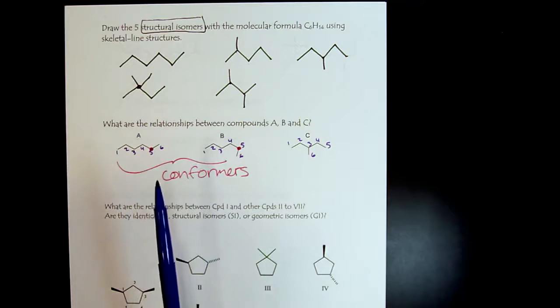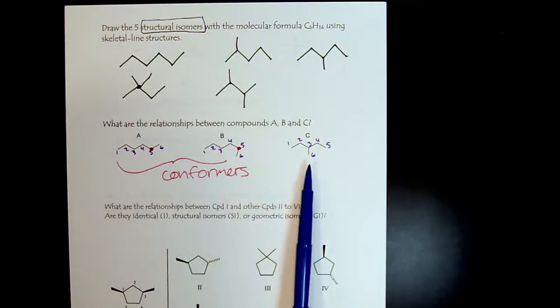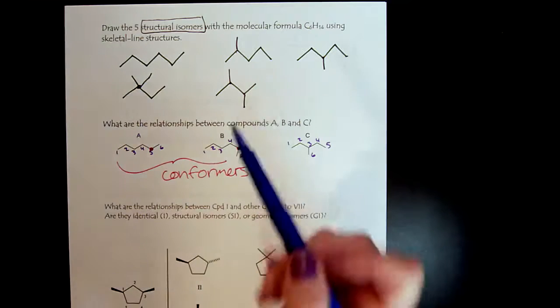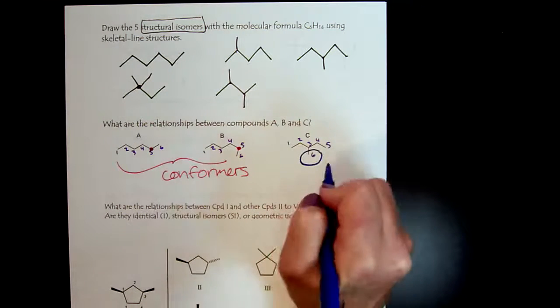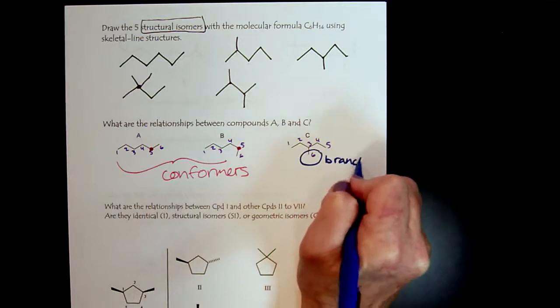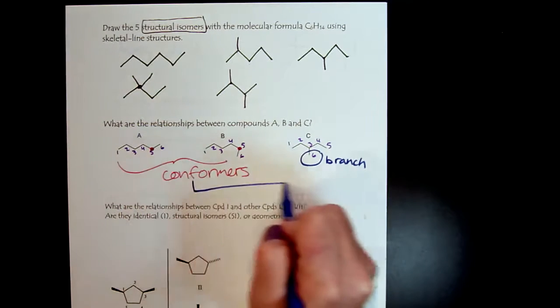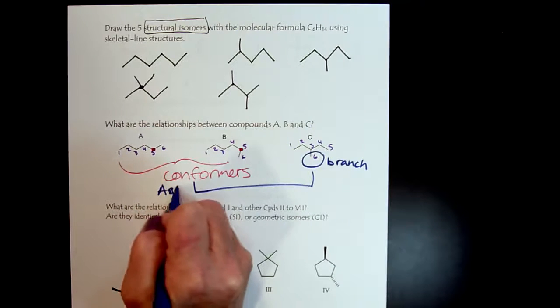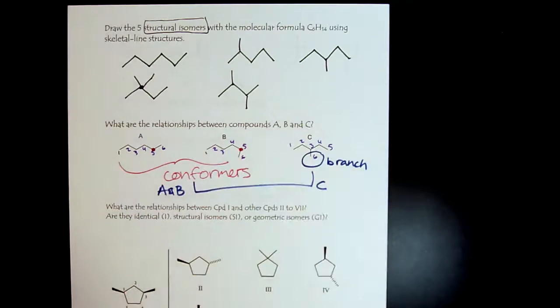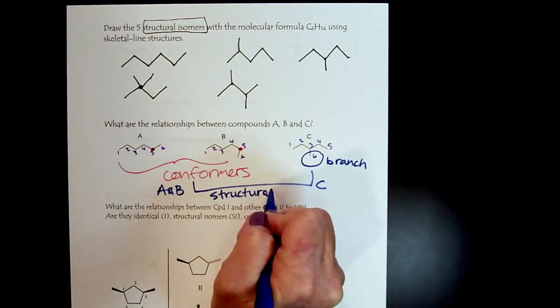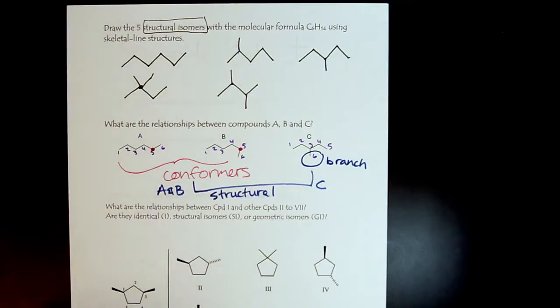They're the same compound. But here, C is definitely different, has different connectivity. This 6th carbon is a branch. It's not part of the main chain. So the relationship between A and B and C would be structural or constitutional isomers.